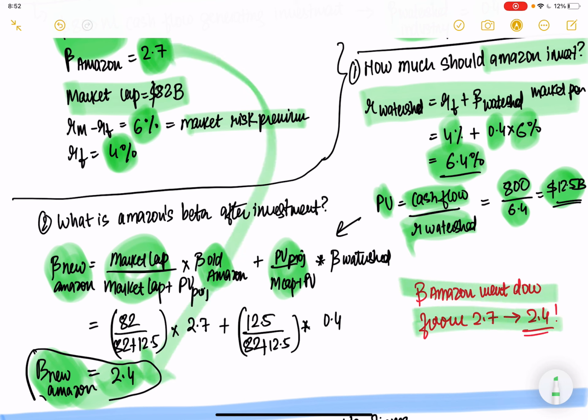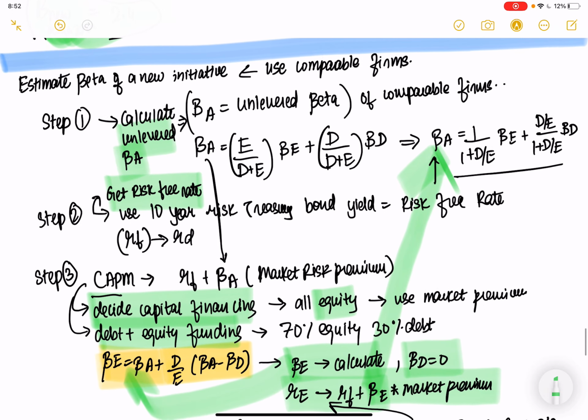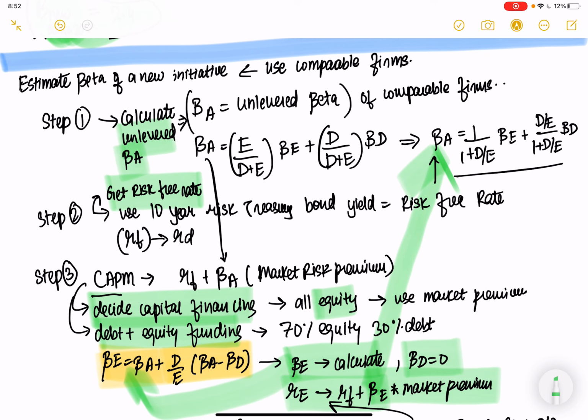So that's what happens when you add projects that are actually better for your bottom line, and your beta actually reduces. That means your systemic risk actually went down. So those are the summaries. But I think there's one last section, which is if you have a completely new initiative, like Amazon and Watershed, you use a comparable firm, and there are 3 steps to it.